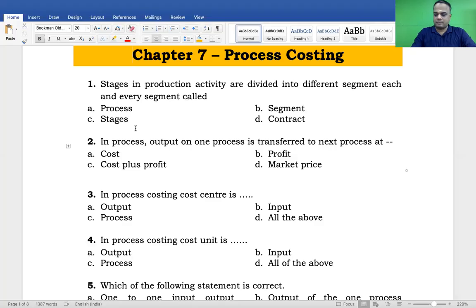MCQ for process costing. Question number 1.